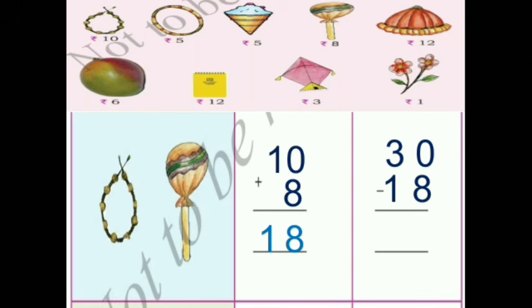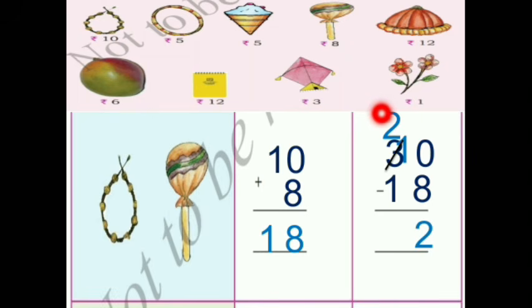First we should subtract units place digits. In units place we have 0 and 8. 0 is smaller than 8. 8 cannot be subtracted from 0. Hence borrow 10 from tens place to units place. After borrowing 10 from tens place to units place, tens place is left with 2 tens. Now we should subtract units place digits. They are 10 and 8. 10 minus 8 is equals to 2. Write 2 in units place.